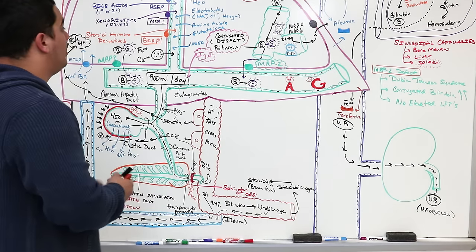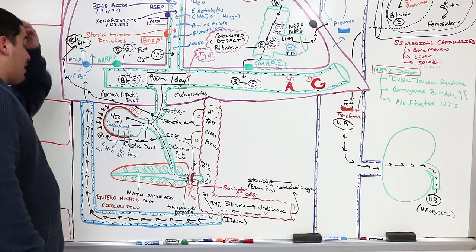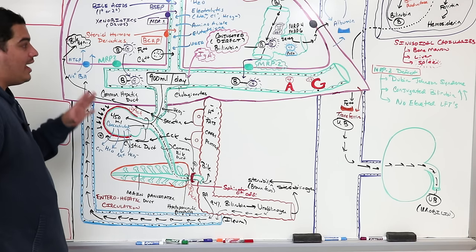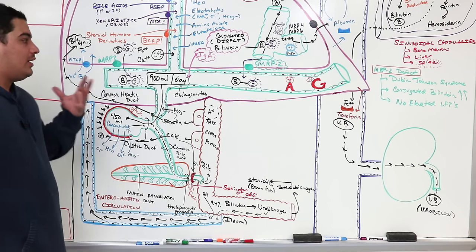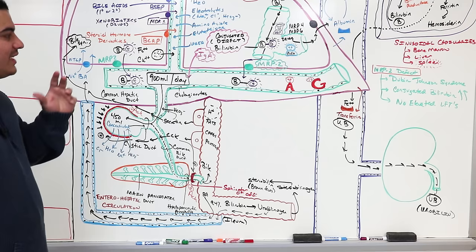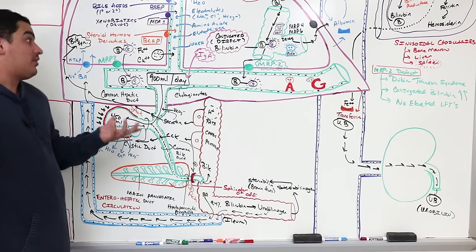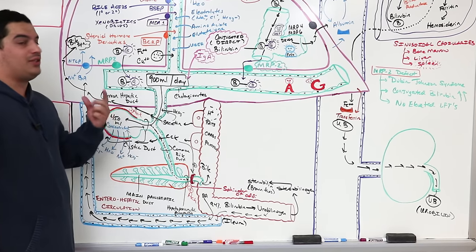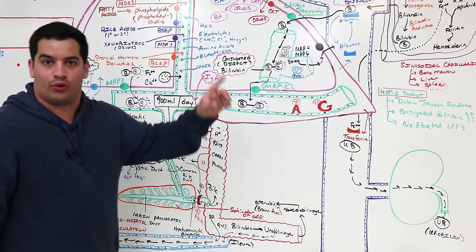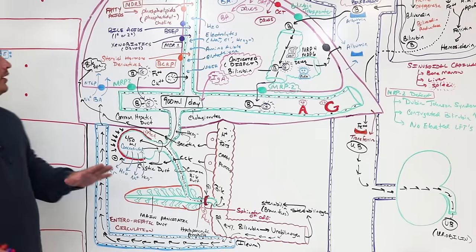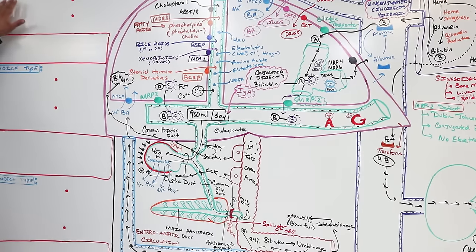All right. We have covered a good amount of stuff that is now necessary for us to really understand the different types of jaundice. Now, next thing I want to talk about is the different types of jaundice, but I want you guys to just, for every single one that we cover, follow the bilirubin. Follow the bilirubin. So let's talk about the first type of jaundice.